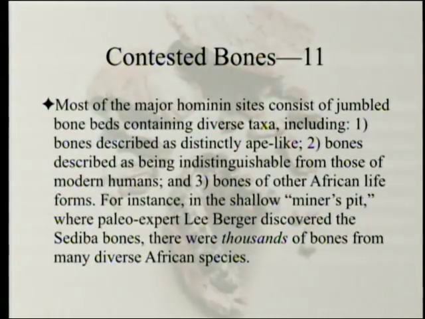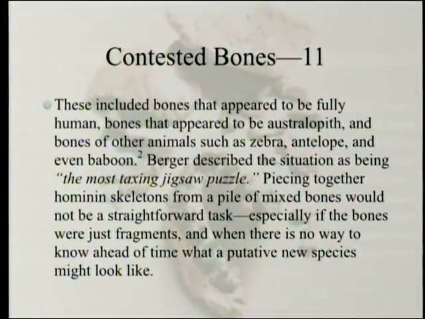Most of the major hominin sites consist of jumbled bone beds containing diverse taxa, including bones described as distinctly ape-like, bones described as being indistinguishable from those of modern humans, and bones of other African life forms. For instance, in the shallow miners' pit where paleo expert Lee Berger discovered the Sediba bones, there were thousands of bones from many diverse African species. These included bones that appeared to be fully human, bones that appeared to be Australopith, and bones of other animals such as zebra, antelope, and even baboon. Berger described this situation as being the most taxing jigsaw puzzle.